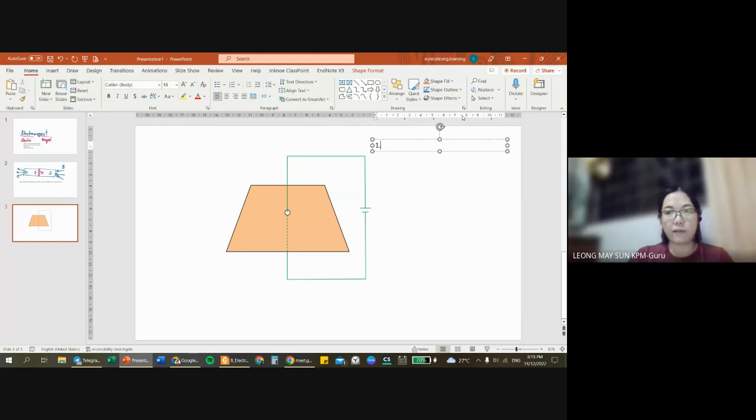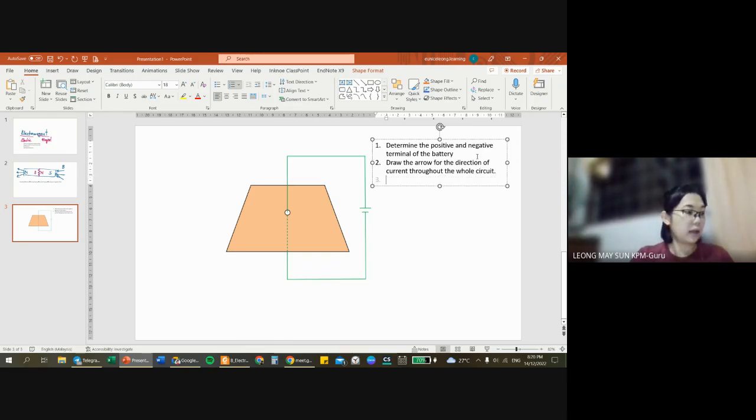So, how do we identify? Number one, determine the positive and negative of the battery first. The positive and negative terminal of the battery. Then after that, number two, draw the arrow for the direction of current throughout the whole circuit.